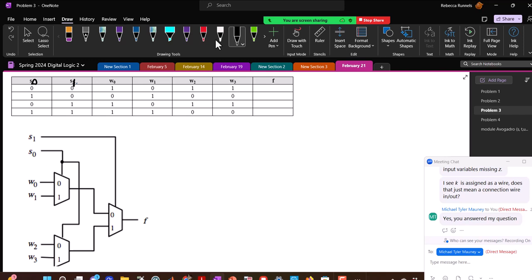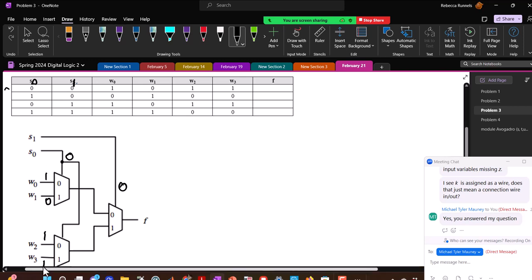Okay, so I'm going to do the first one for you, and you'll see how it works. So the first column is S0. On this first row, S0 is 0. S1 is also 0. W0 is 1. W1 is 0. W2 is 1. And W3 is 1. And we're supposed to figure out what F is.